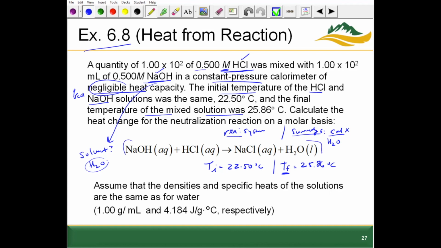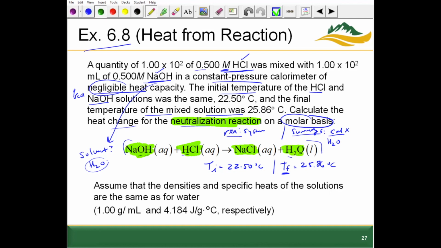Now we have this reaction. We should make sure it's balanced. So here we have 1 H, 2 H, here's 2. Oh, we have 1 and 1. Calculate the heat change for this neutralization reaction on a per mole basis. What does this neutralization reaction mean again? Well, we're taking a strong base with a strong acid. We are forming water and a salt.